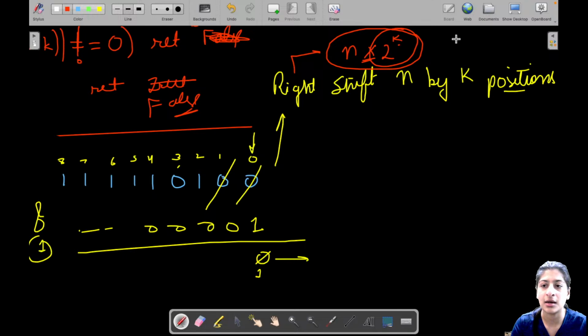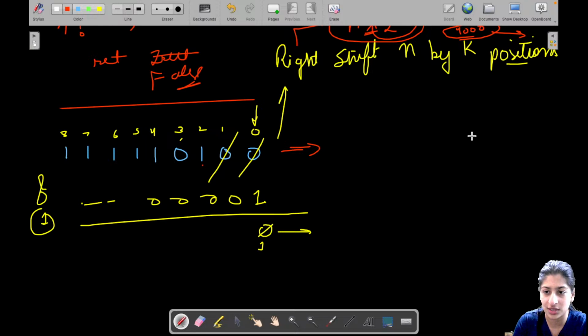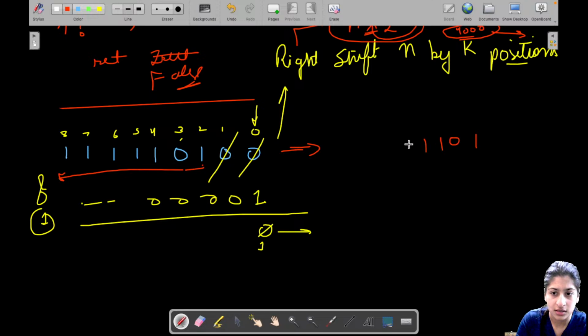You are multiplying that number, let's say 500, by 2 to the power of 3, and that is 8 times 5, so 40,000 is the number. Its binary representation is what we get by removing the last 2 bits. So this is the number you are going to get. You will shift every bit by 2 positions. So the final number is 1 1 0 1 1 1 1 1. How many times? 5 times, and 2 more zeros are added here.